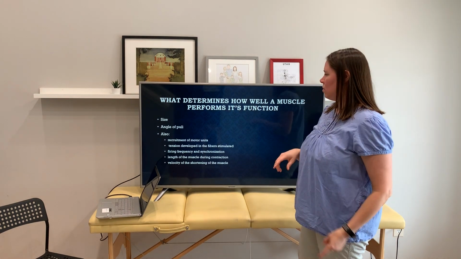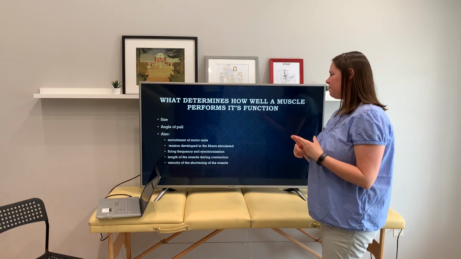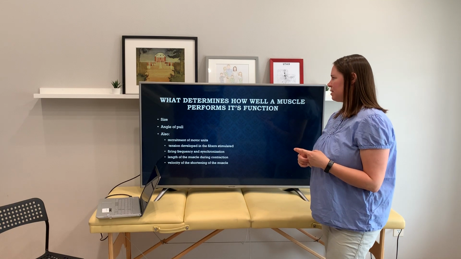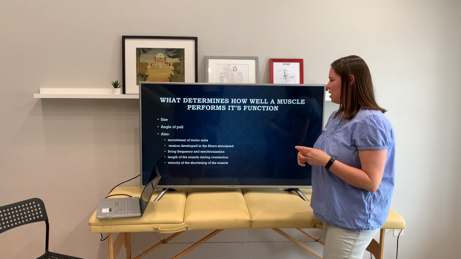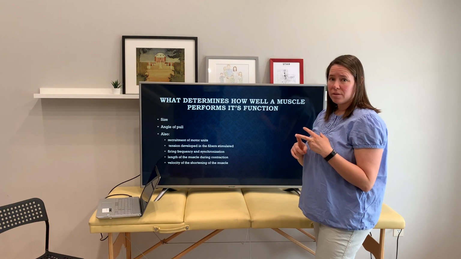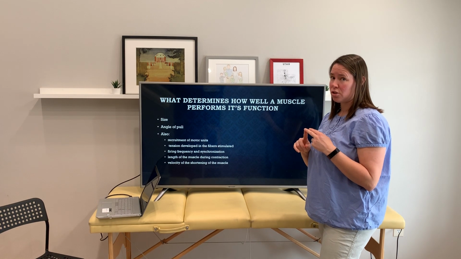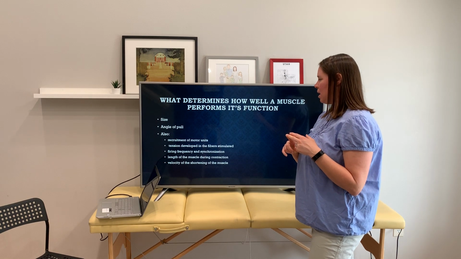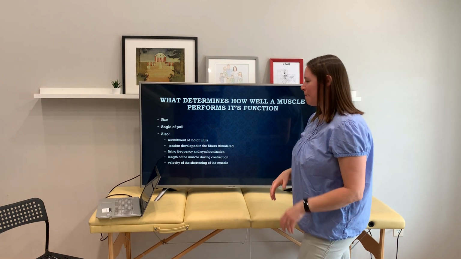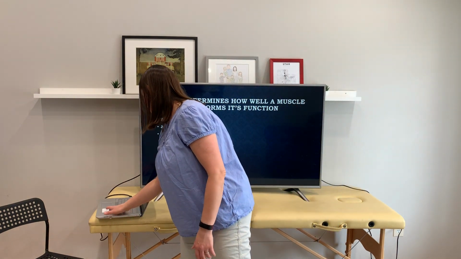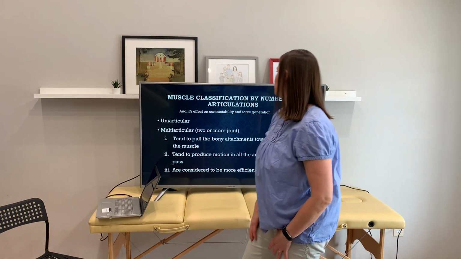Okay, so thinking about the innervation of it, some other things that can affect how well the muscle will generate tension are the length of the muscle, so a length-tension relationship, which we'll talk about in a minute, and the velocity as well, how fast it's shortening. So a couple of new things to think about today.